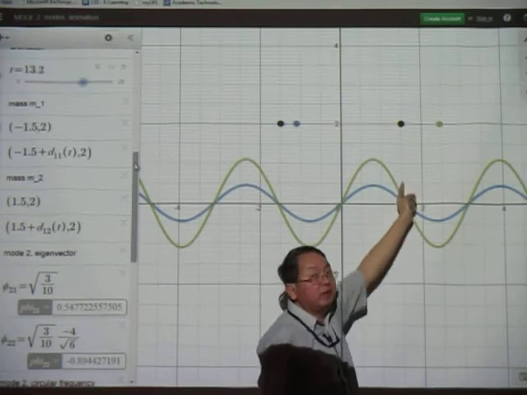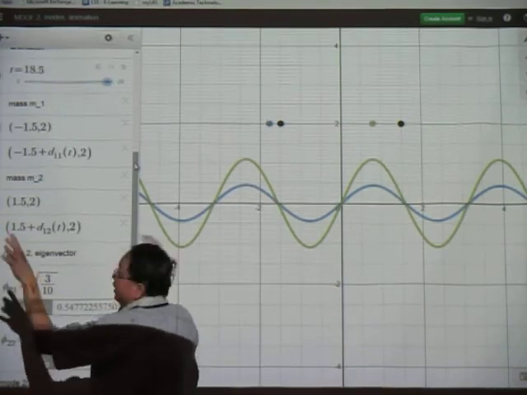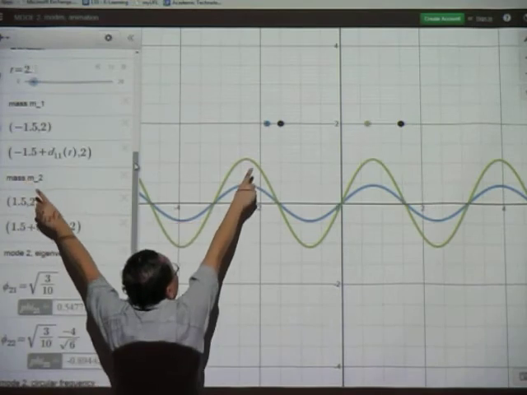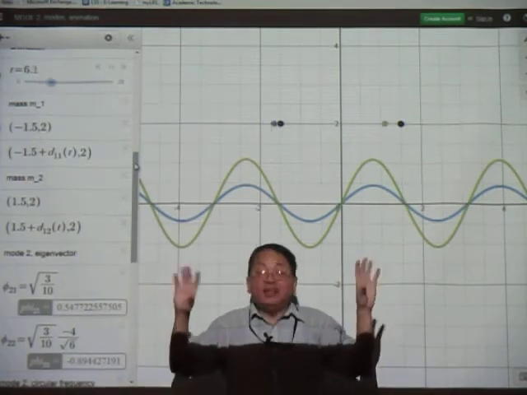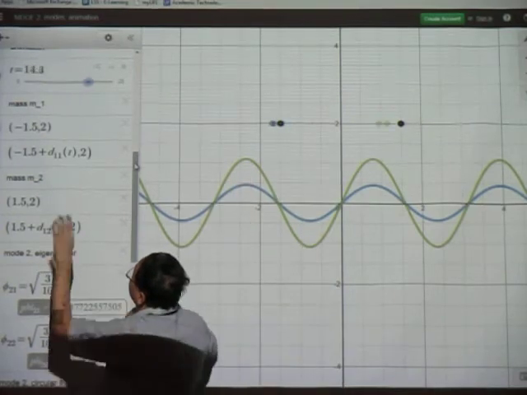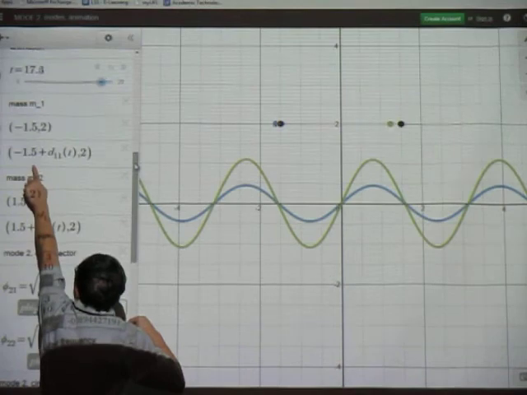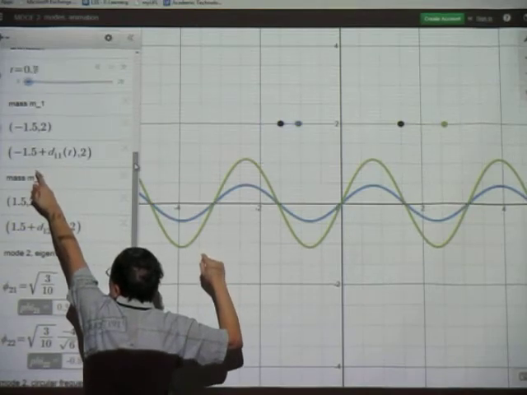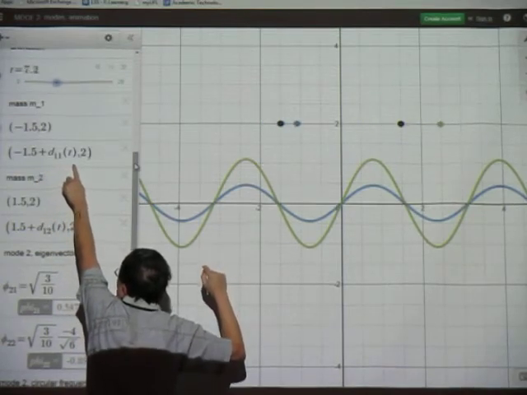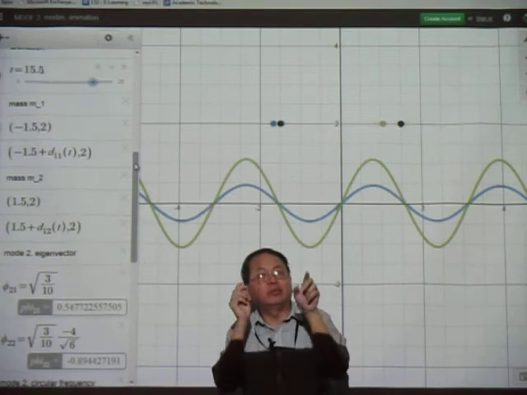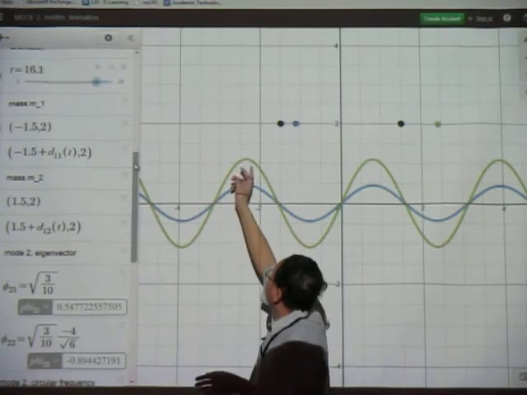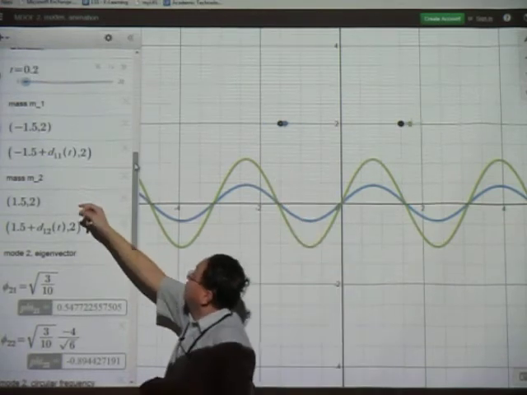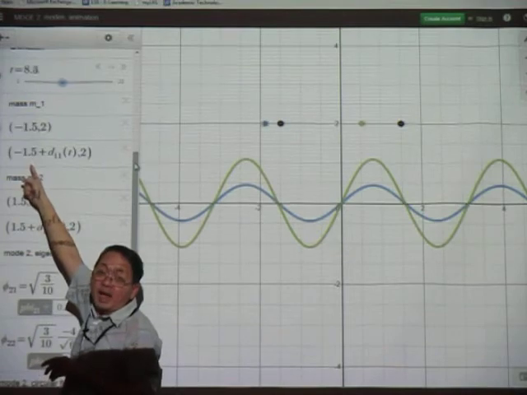So x equal to 1.5 and y equal to 2. And then to animate, to make it move, the blue dot, which is the animated mass m1, is simply set with the x coordinate as minus 1.5 plus d11, with t as a variable. That allows, when t varies, the position of the blue dot to vary, and it varies around the value of x equal to minus 1.5.